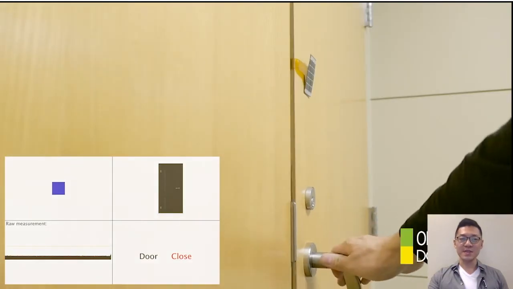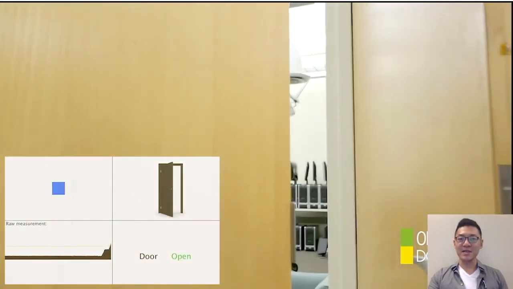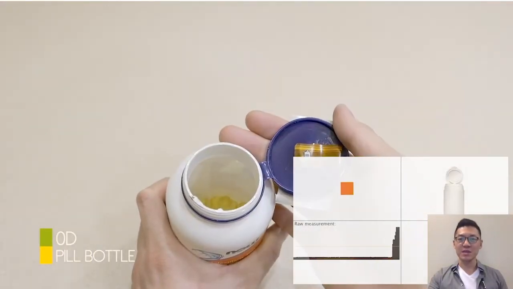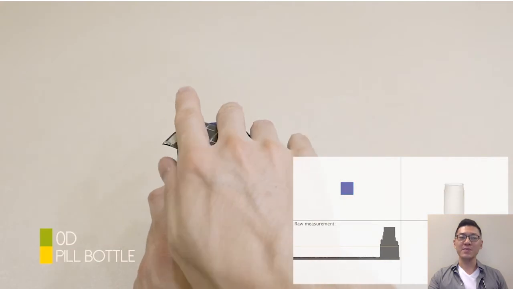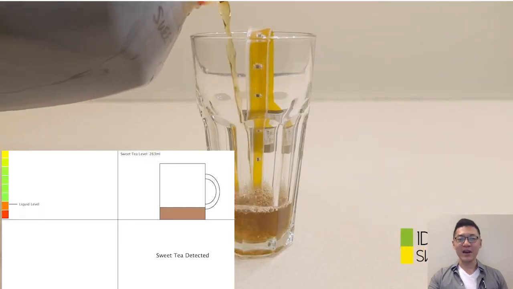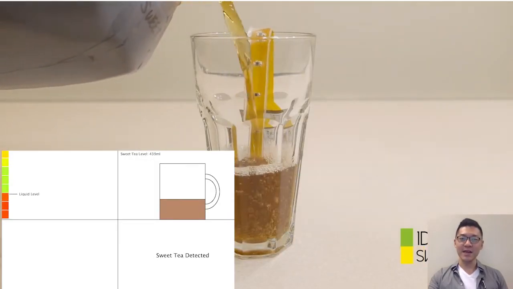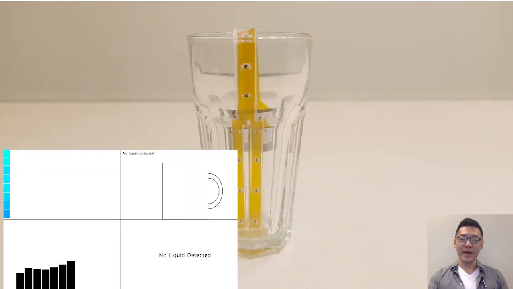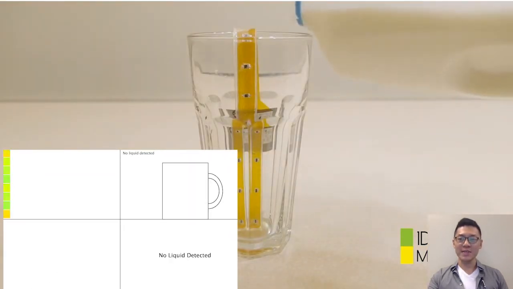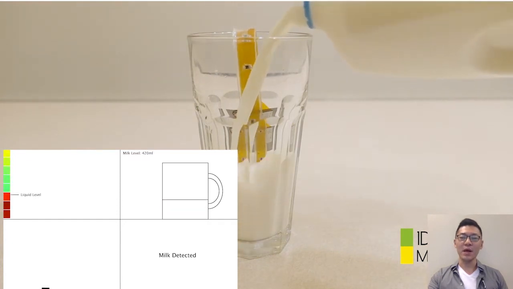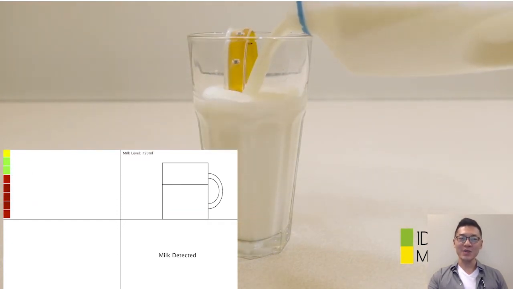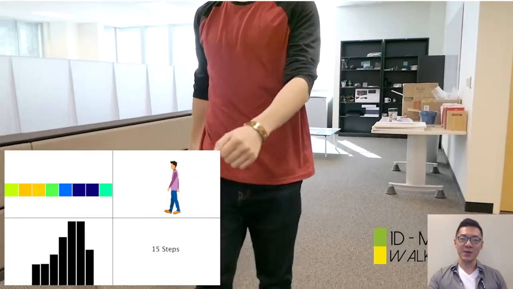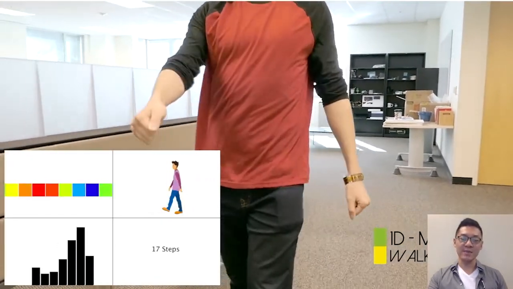0D OptoSense can detect open-close state of a door or a pill bottle with 100% accuracy. 1D OptoSense can classify 4 types of liquid with 90% accuracy and detect liquid level with an average error of 5.6 millimeter. 1D OptoSense can also detect walking activity and do step counting with a 99% accuracy under dynamic ambient light.